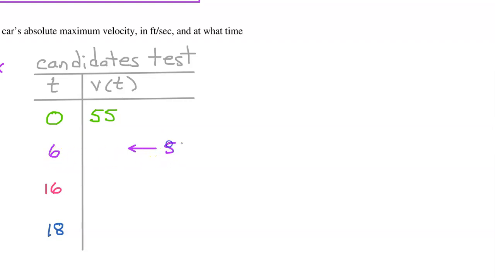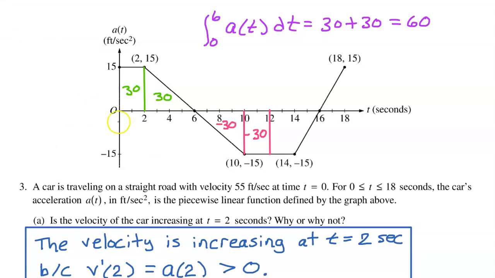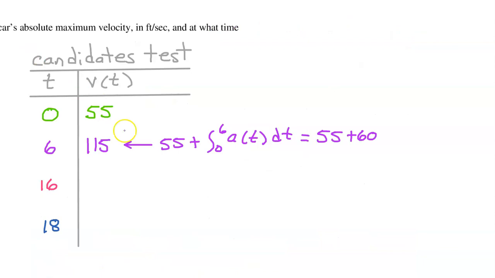That's going to be the initial velocity of 55 plus the integral of acceleration from 0 to 6. The integral of acceleration from 0 to 6 will be the area under the curve between 0 and 6. That's 30 plus 30, which is 60. That means the velocity will be 55 plus 60, which is 115.